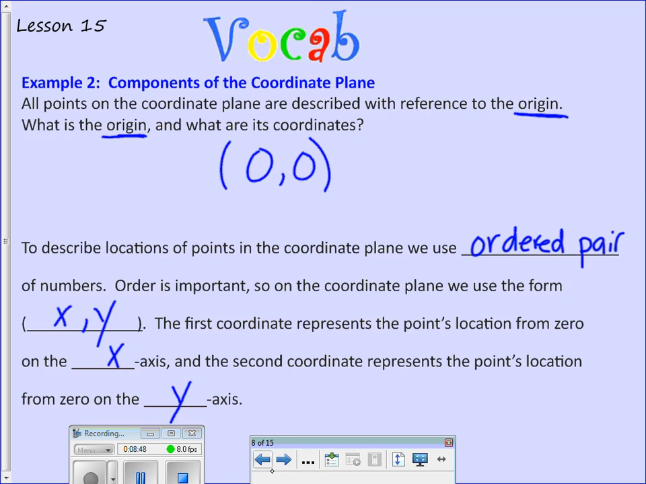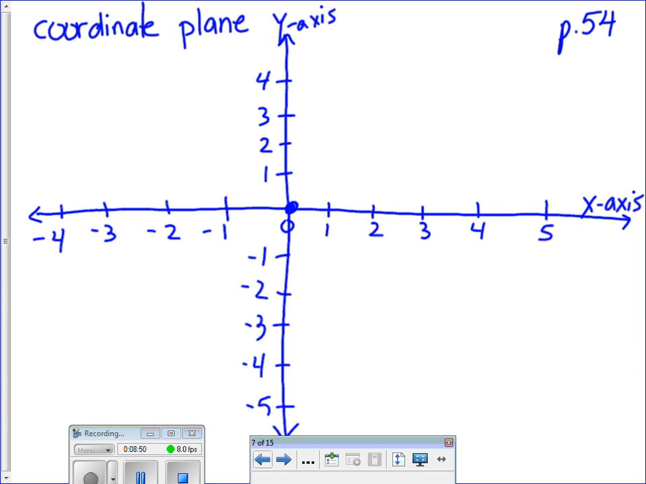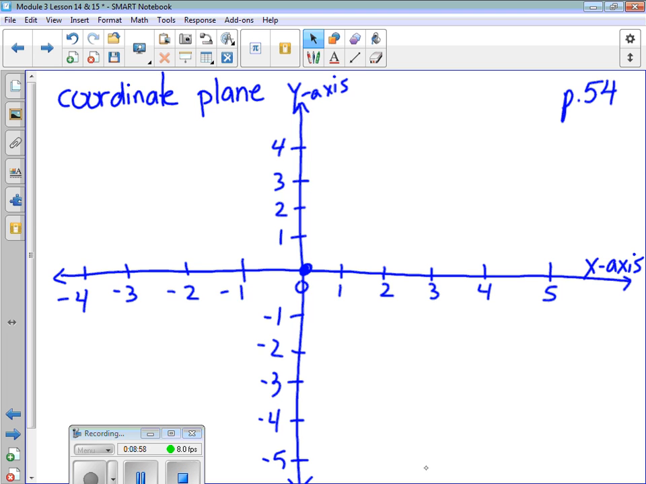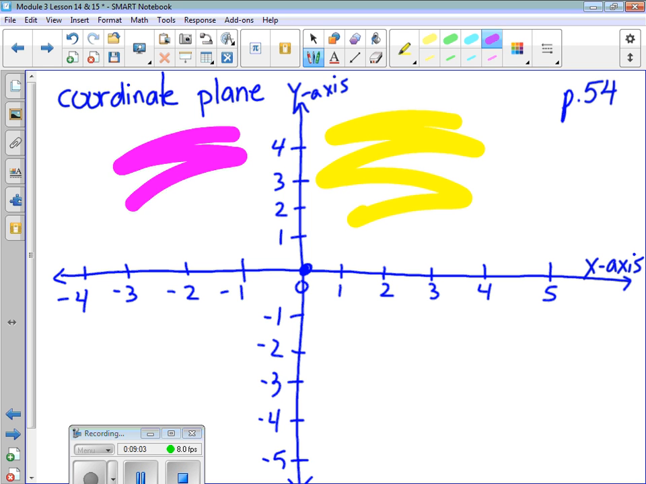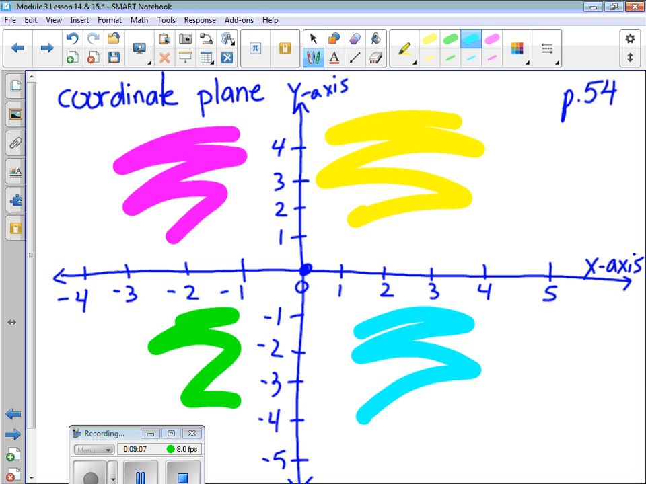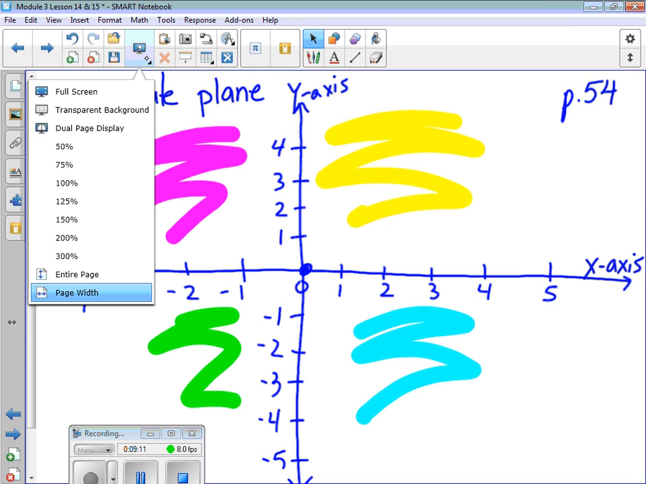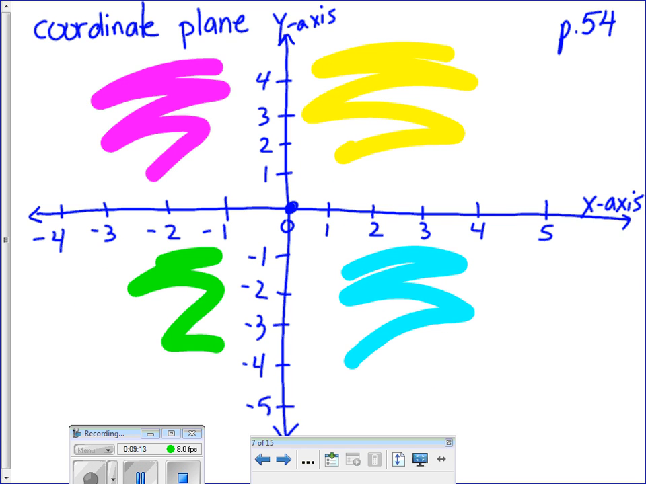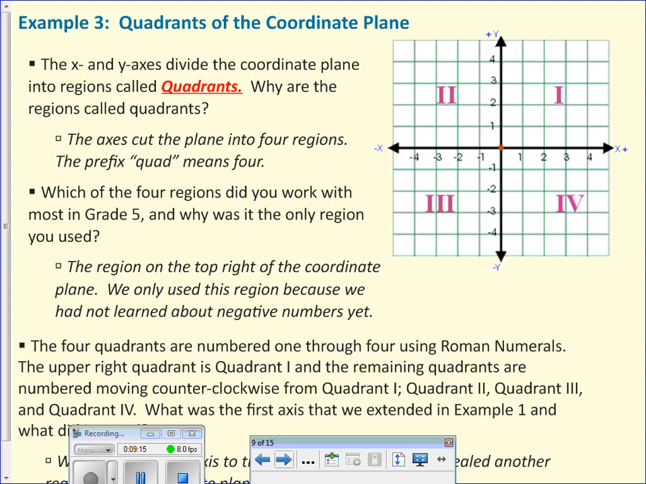Now let's take a look. When we took our two number lines and intersected them, that divided our plane into how many sections? How many? 4. Yeah, we have 4 sections. We have 1, 2, 3, 4 sections now. Each section has its own way to be labeled or identified. Does anybody know what each section is called?